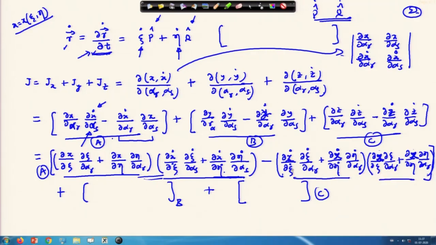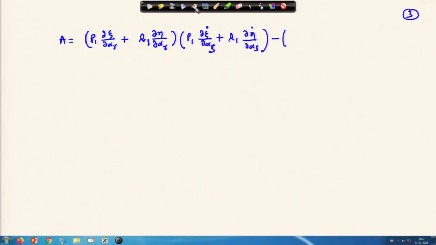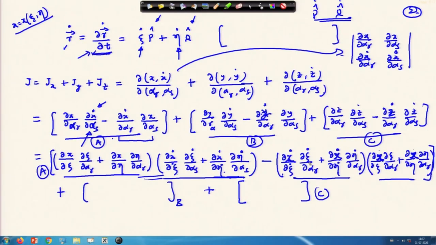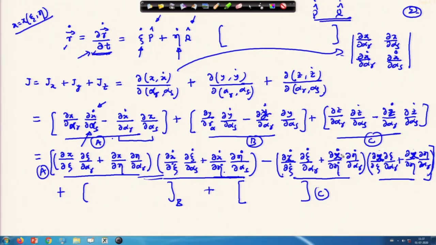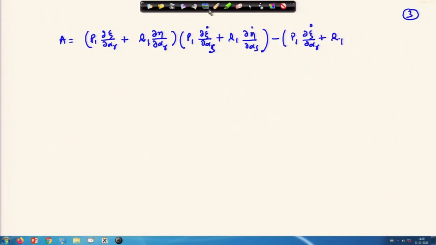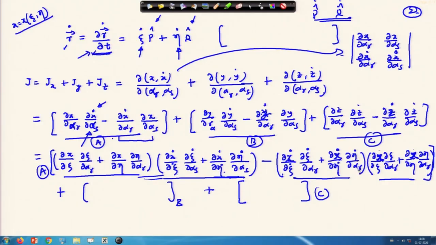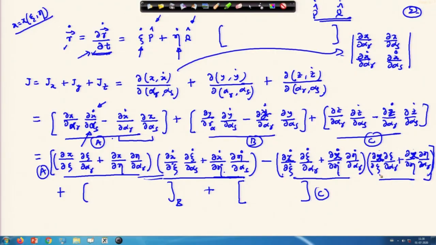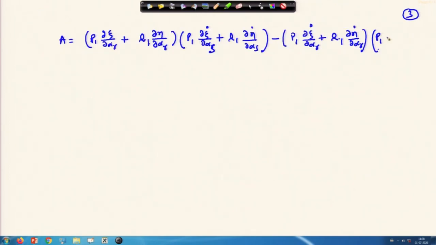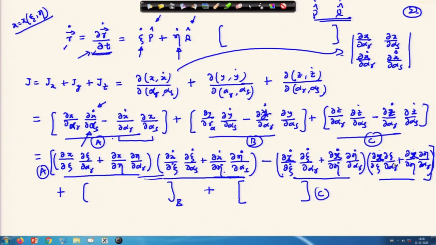So, dou x dot by dou xi dot equals p 1, and then dou xi dot by dou alpha r, and the same way dou x dot by dou eta dot will be q 1, and then we get dou eta dot by dou alpha r. In the next term we take dou x by dou xi, this is p 1, and then dou xi by dou alpha r.